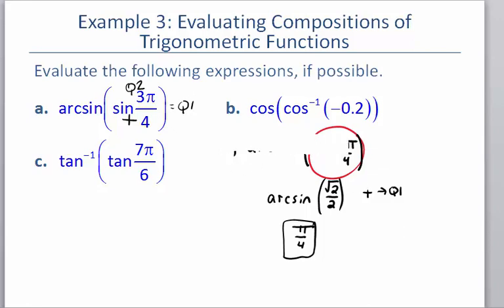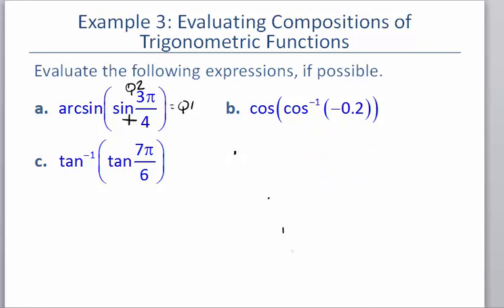Okay, so let's move on. I'm going to skip part B for just a second, and let's look at part C, and we'll come back to part B. I'm going to do the same thing. I'm going to start here with the inside part of this. It doesn't have anything to do with an inverse yet, and I'm going to evaluate that. So I am going to use a reference angle. So I'm going to first plot 7 pi over 6.